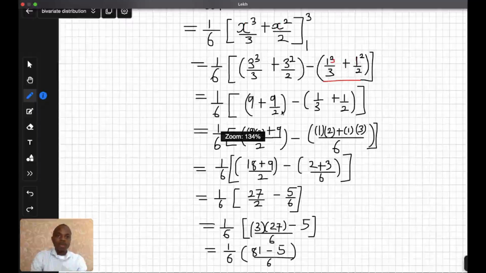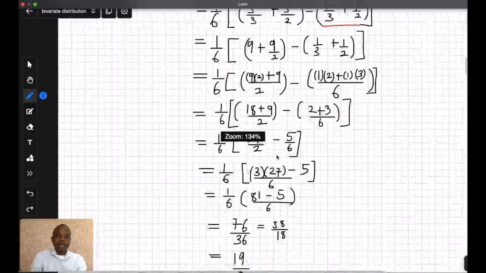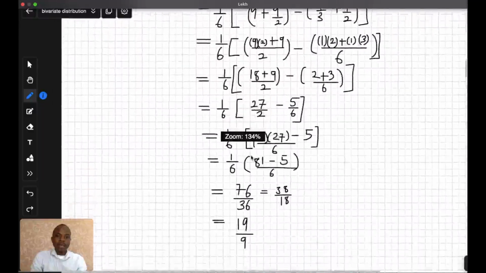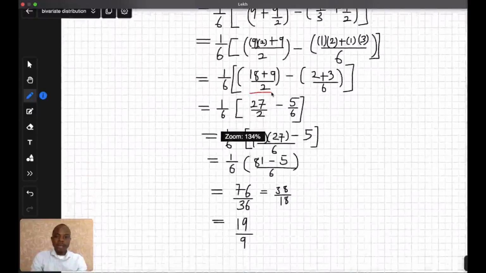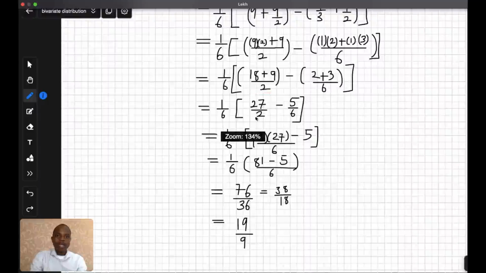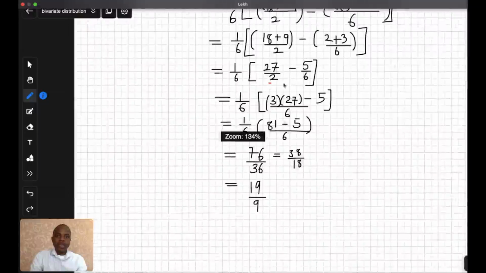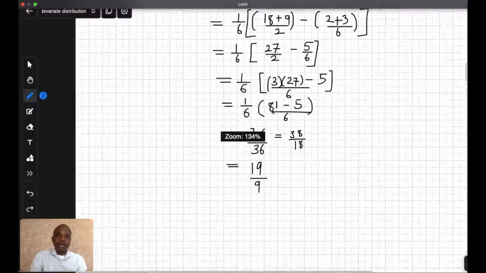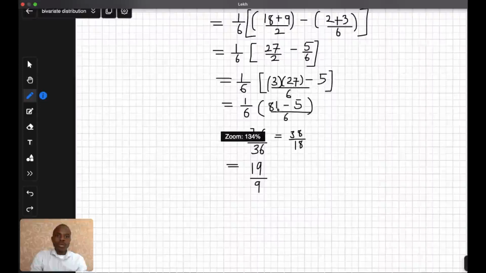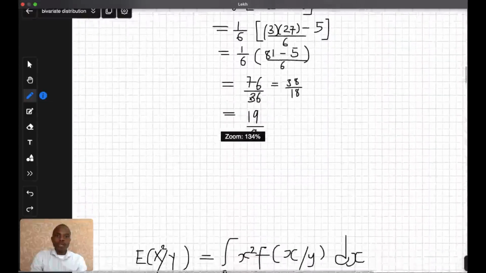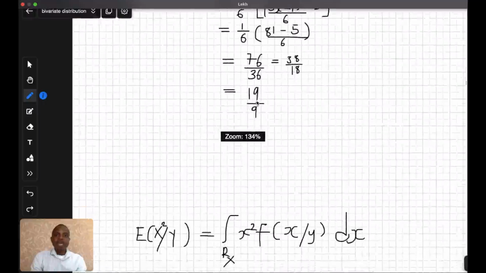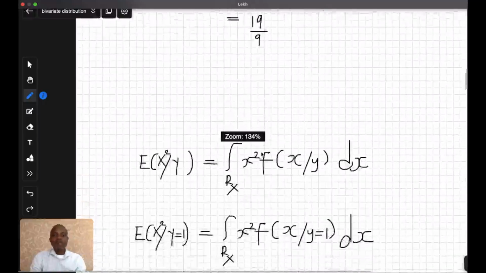So the calculation, the LCM, everything, at the end of the day, when you finish, for the first bracket, you get 18 plus 9 over 2. That gives you 27 over 2. The second bracket, you get 2 plus 3 divided by 6. That will give you 5 over 6. Now, when you do the LCM of the 2 again and then do your computation, you get 81 minus 5 divided by 6, and at the end of the day, you get 76 divided by 36. That gives you 19 over 9. All right, so that takes care of the first one.